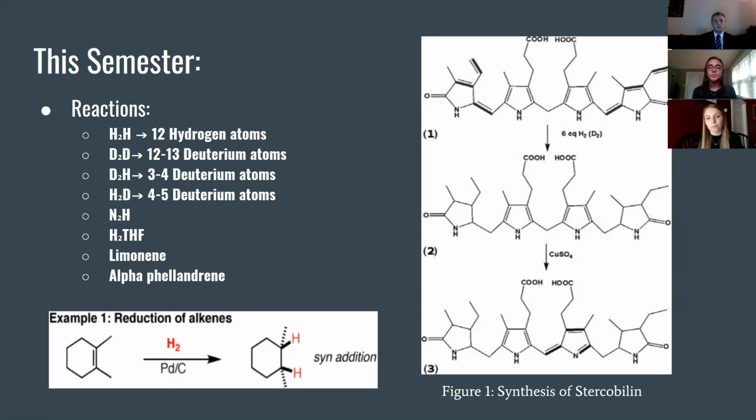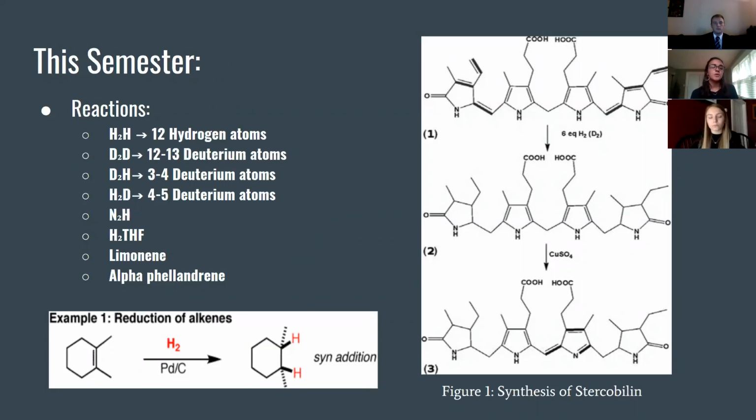So like Ben was saying, we create stercobilin from bilirubin. And if you look at figure 1 to your right, the very top molecule is what bilirubin looks like. As you can see, there are about 6 double bonds within that molecule. And the very last molecule in that figure, which is labeled number 3, is what stercobilin is. How that happens is we use a process called hydrogenation, and we reduce those double bonds in bilirubin in order to get single bonds in stercobilin.